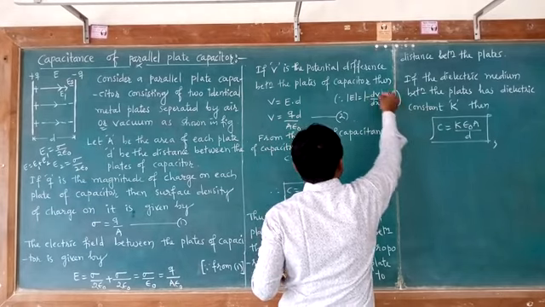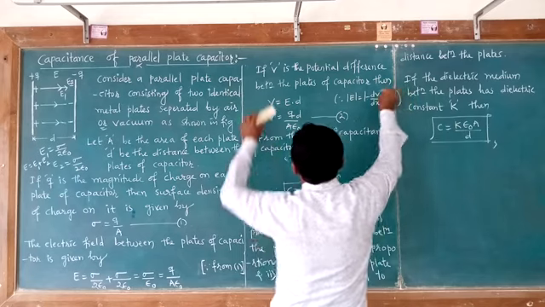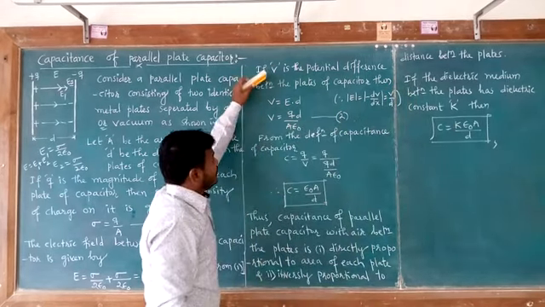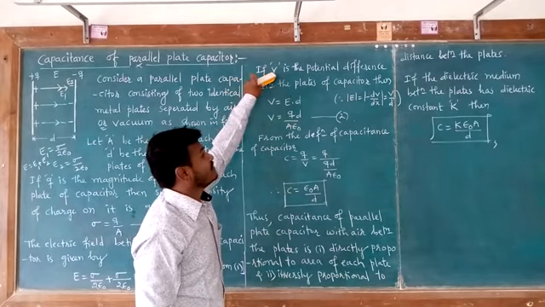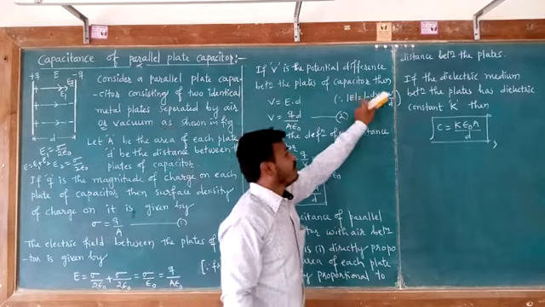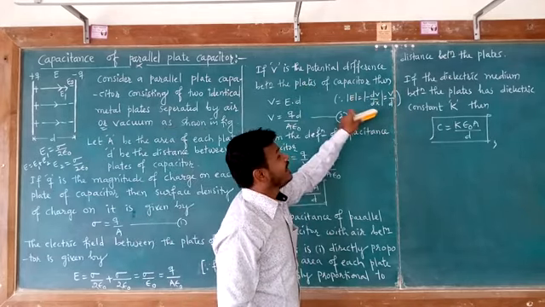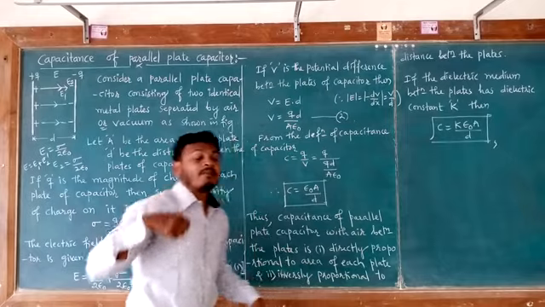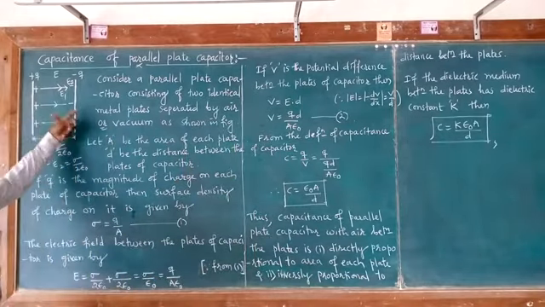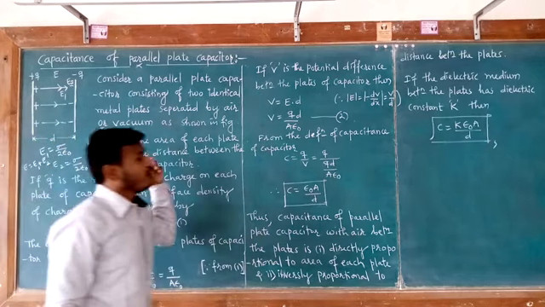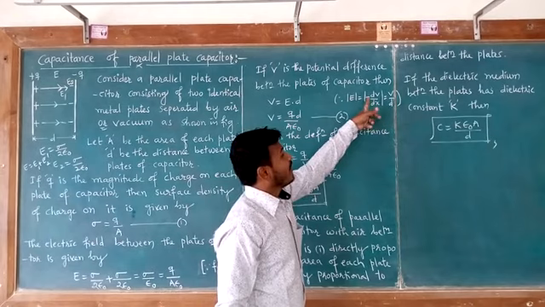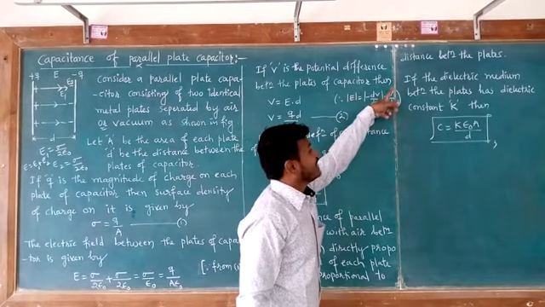Therefore, the negative becomes positive. In the given concept we have considered the potential difference between the plates of the capacitor as V. Therefore, instead of dV we take V, and dx means the perpendicular distance. In between the two plates, what amount of separation is there? The perpendicular distance is d. Therefore, directly you can write minus dV by dx as V by d.